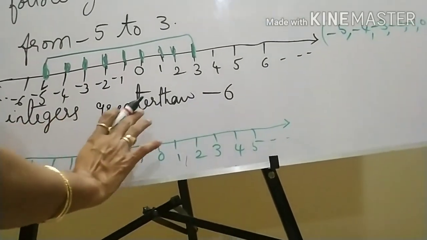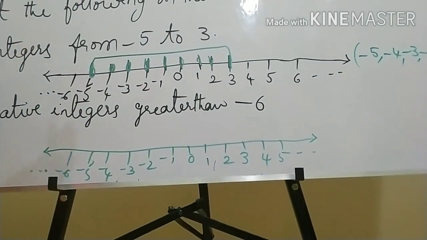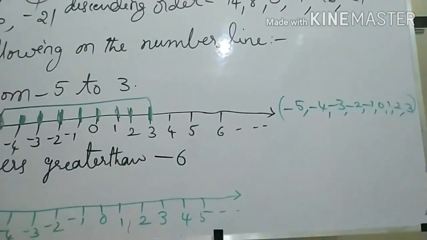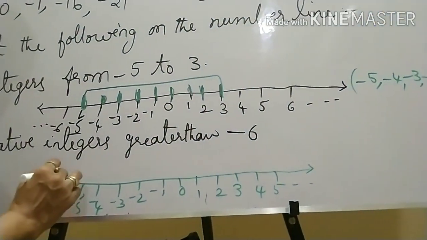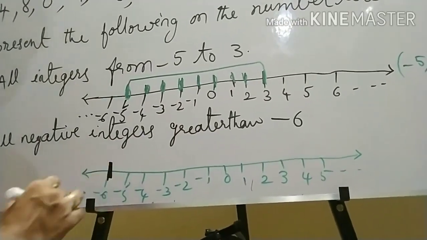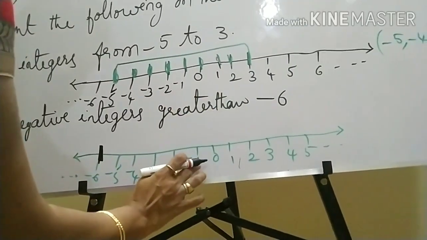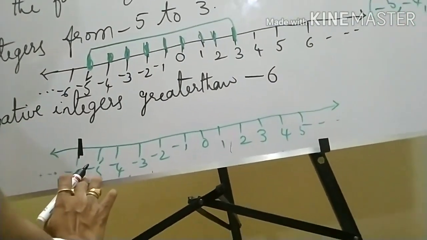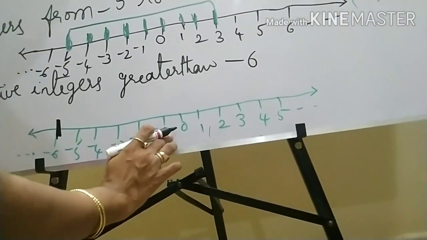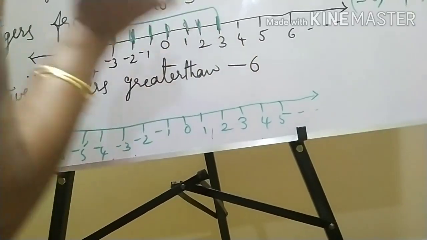All negative numbers greater than minus 6. Where is minus 6 here? Here we have minus 6. We have to mention negative numbers only. That means before the minus 6 we have minus 5, minus 4, minus 3, minus 2, minus 1. These are the negative numbers. Only you have to mention negative numbers, that too greater than minus 6.